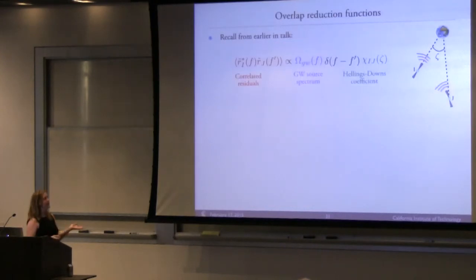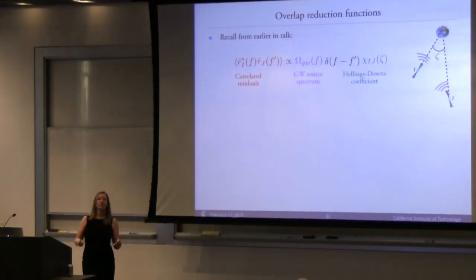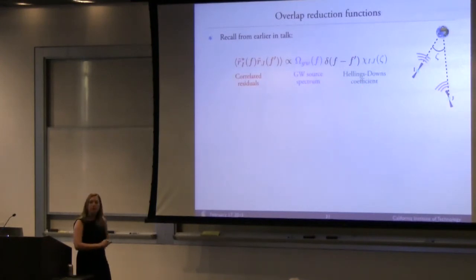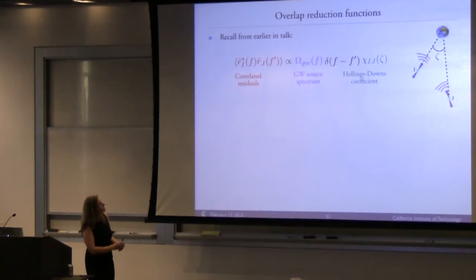Now, recall from earlier, we talked a lot about how to perform this optimized cross-correlation to look for our gravitational wave signal. And when we did that, we said, well, if we want to look for a signal, we've got to take our timing residuals and correlate them. We've got to account for our source spectrum here. And then remember, we had that Hellings and Downs coefficient. That was that expected curve that we wanted to see. That curve only depends on the angular separation of the two pulsars here.